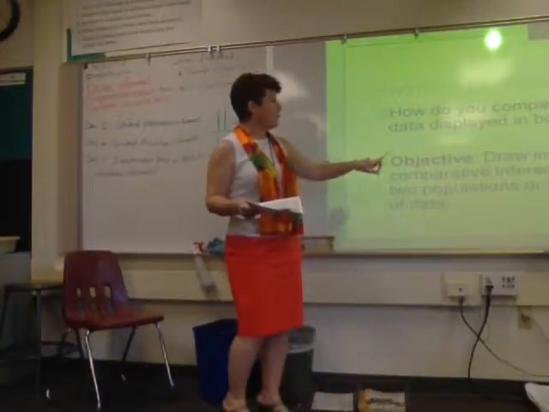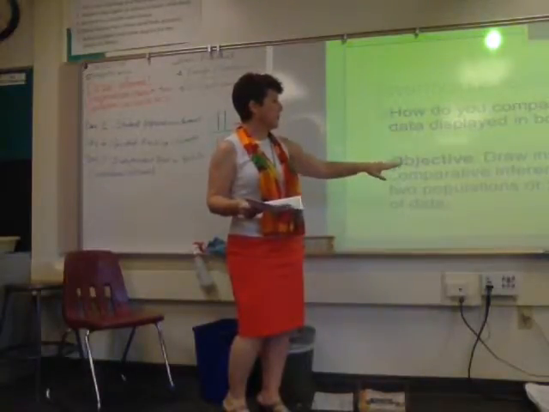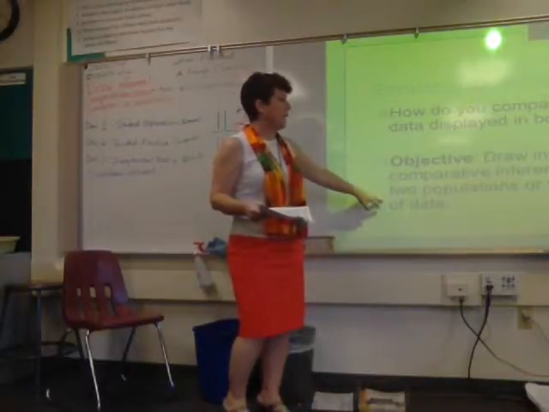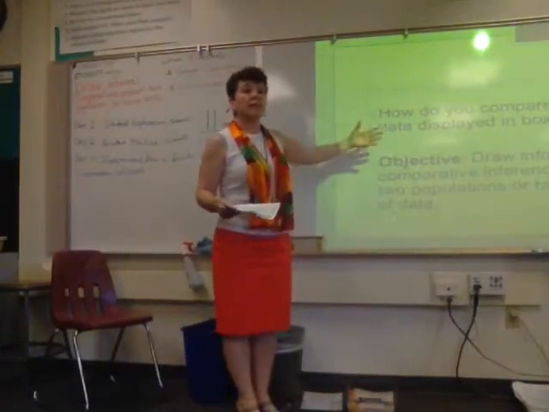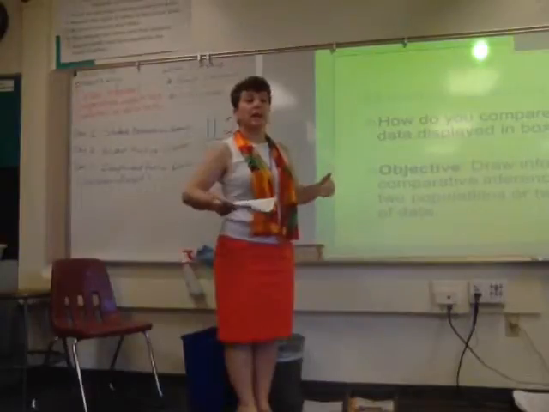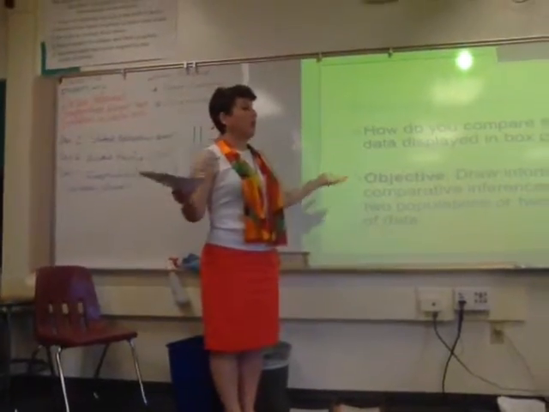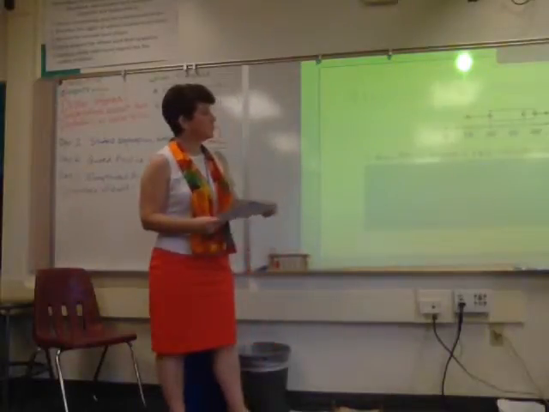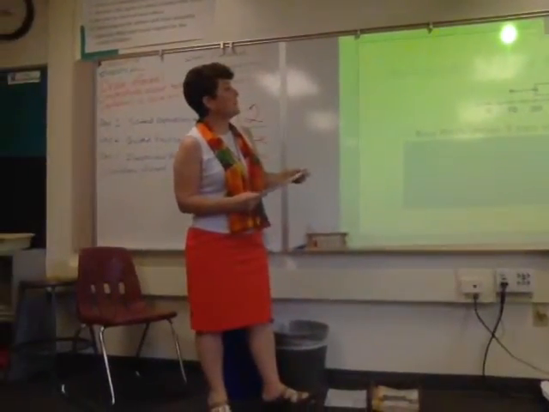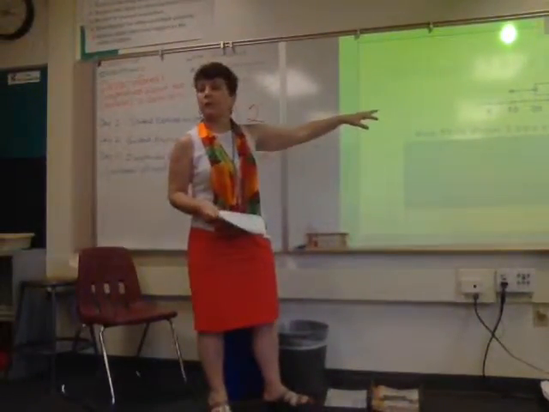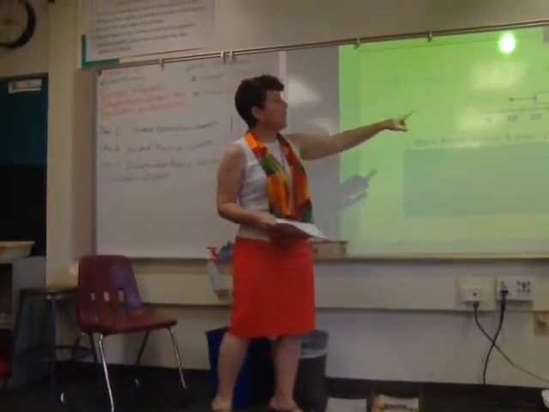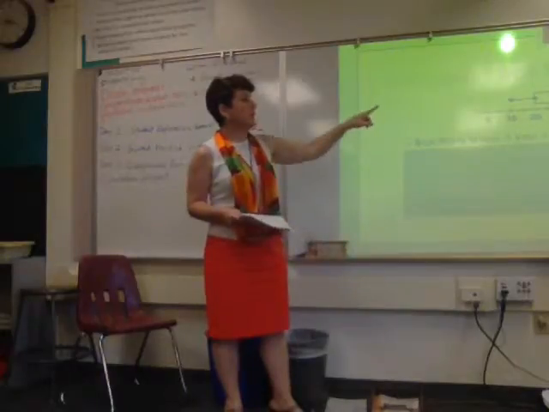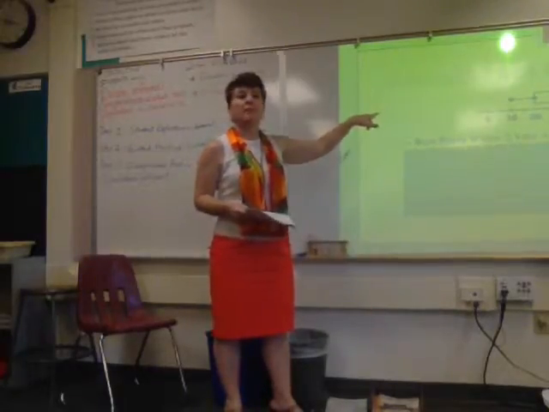Draw informal comparative inferences about two populations or two scenarios of data. So again, we're looking at the data, we're saying what does it tell us about comparing two sets of data. Okay, next slide. So looking at a box plot, and this is something we're familiar with from the last lesson, what are 5 key points or key values that we can see from a sample box plot?